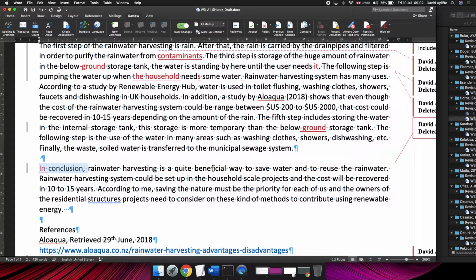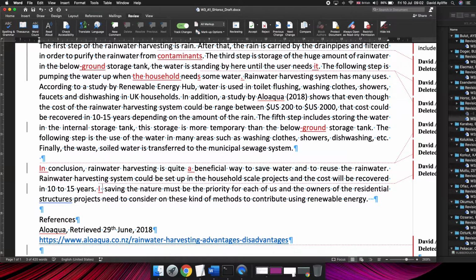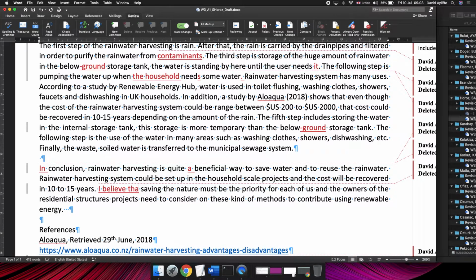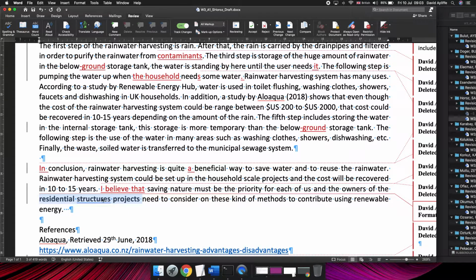Rainwater harvesting is quite a beneficial way to save water and to reuse the rainwater. According to me, I believe that saving nature must be the priority for each of us and the owners of the residential structures projects. What is that? Residential structures projects. Homes? Houses? We can make that a bit simpler, please.